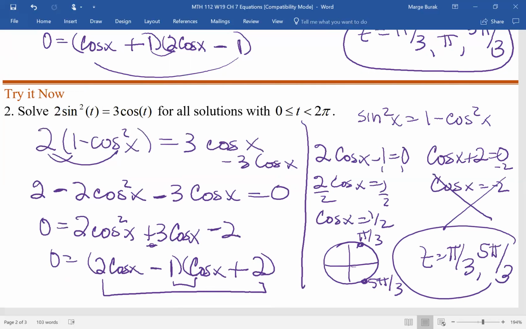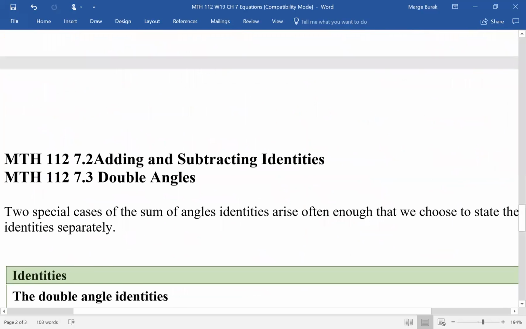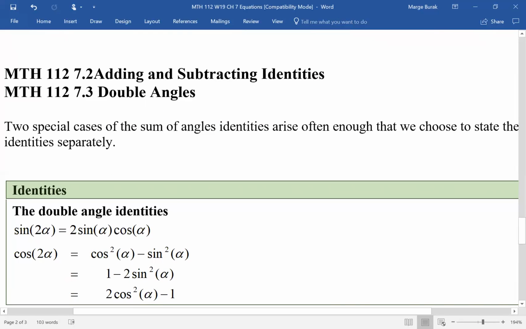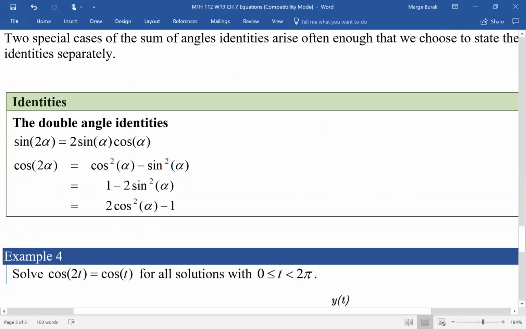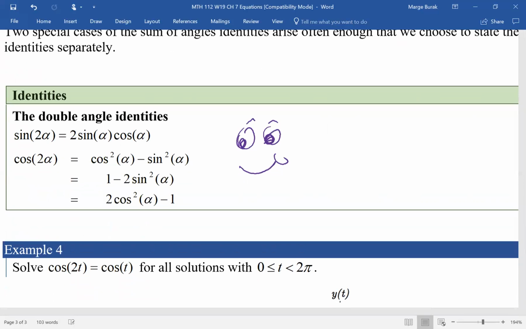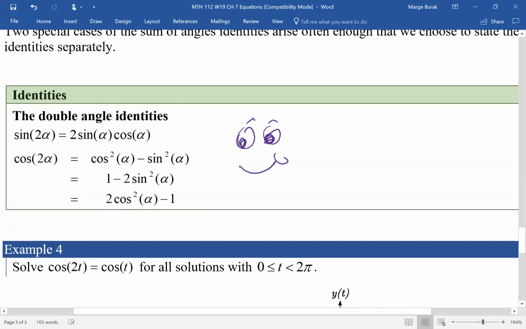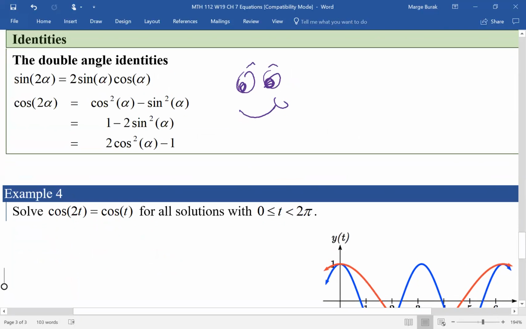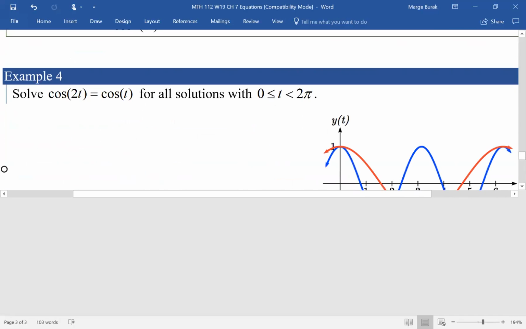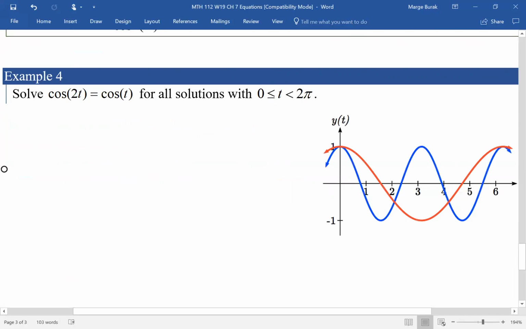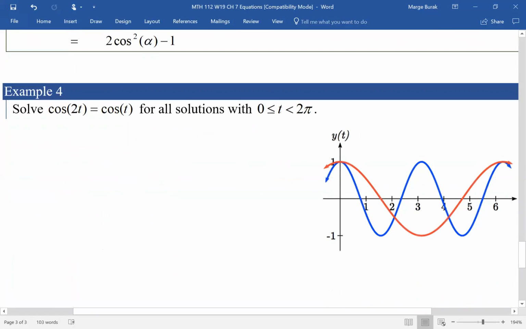Okay, and I'm going to end this video with one little tech. So you're going to just read the sections 7.2 and 7.3, but I wanted to show you that these two are the ones I told you that we do see often, okay? And let's just do one simple substitution to show you. So I wanted you to see this.